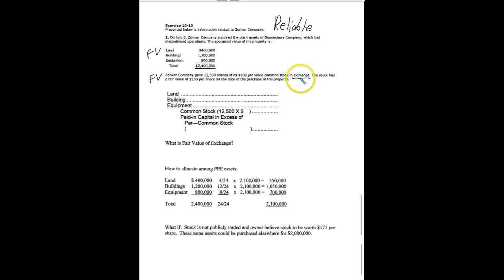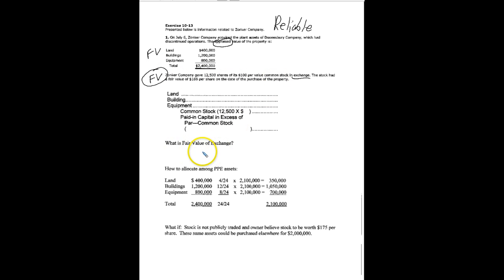This stock is publicly traded on a stock exchange. That's going to be very reliable, right? I can go to the July 6 Wall Street Journal and look to see what Zonker Company's stock was selling at on that particular date, and we'll know the market value, which is in essence its fair value. Appraisal value, well, if you've ever had anything appraised, that's rather subjective. Appraiser A may give us a different dollar amount than appraiser B. So this is much more subjective than the stock market. Since that's the case, we're going to go with the fair value of the stock.